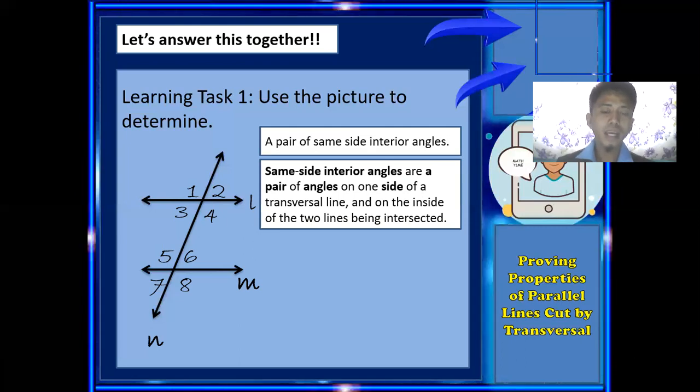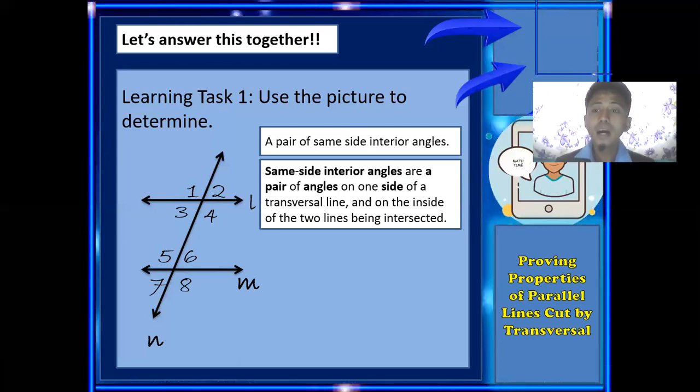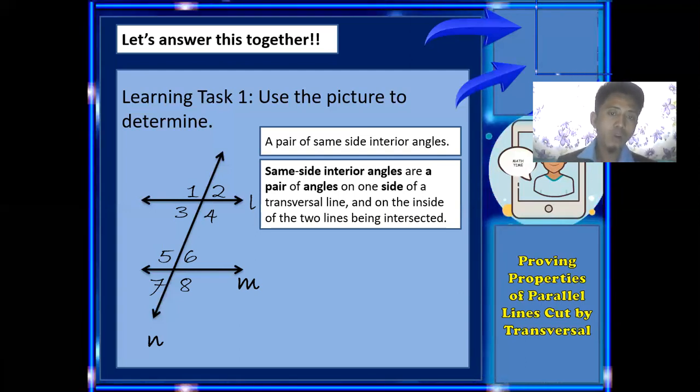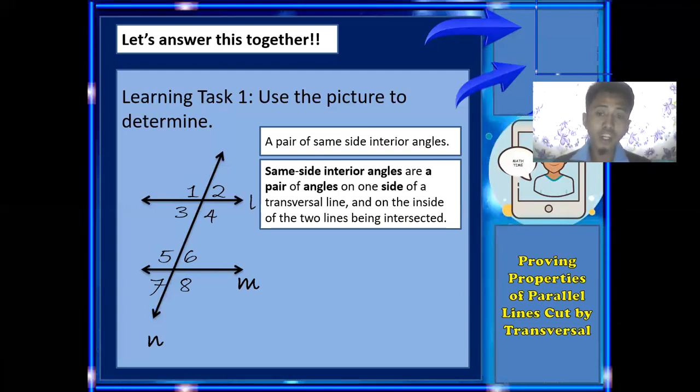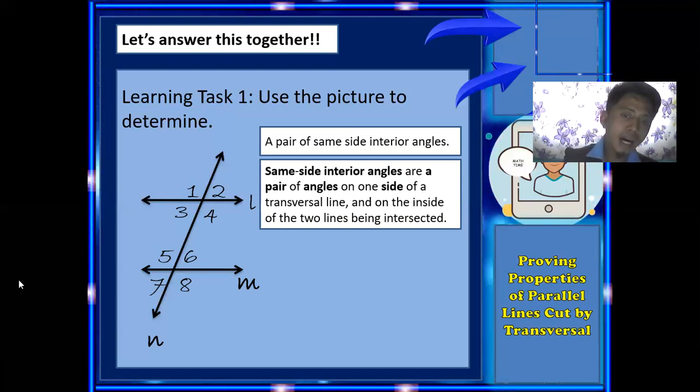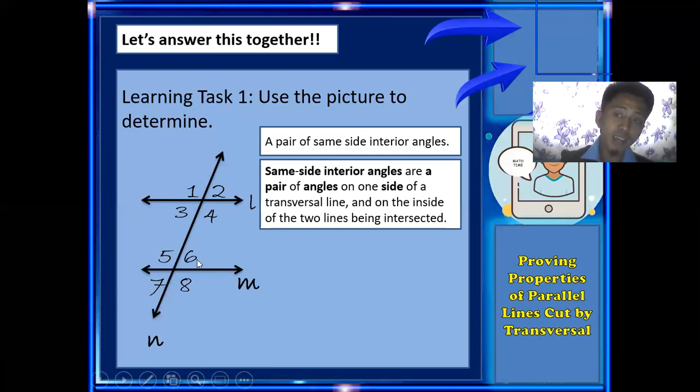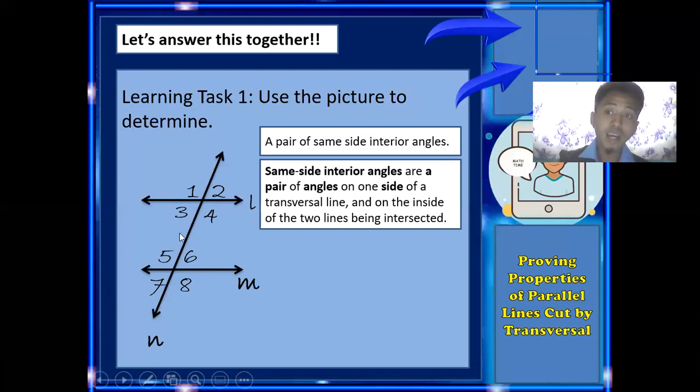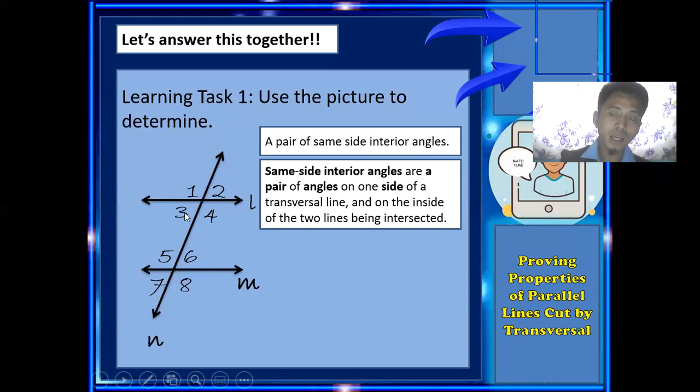And then the other thing that we need to consider is the interior angle. Since we're looking for the same side and at the same time interior angles, the interior angles that we have are angle 3, 4, 5, and 6, right? Which among them are on the same side? Same side, they are beside each other, magkatabi sila in Tagalog, and that is angle 3 and angle 5. So they are on the same side. They are on the same left side, and then angle 4 and angle 6, they are on the same right side.